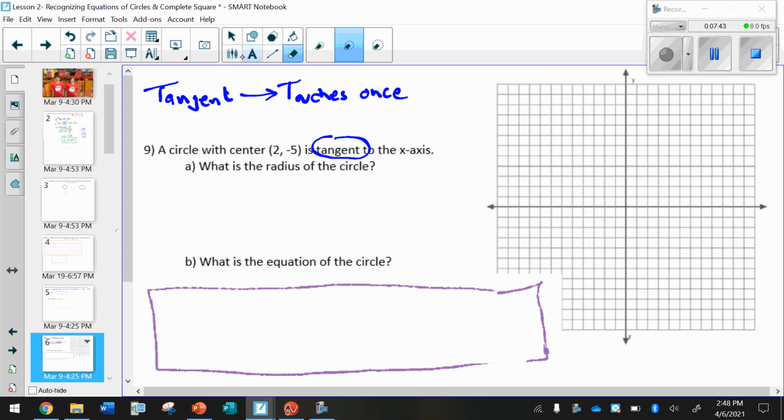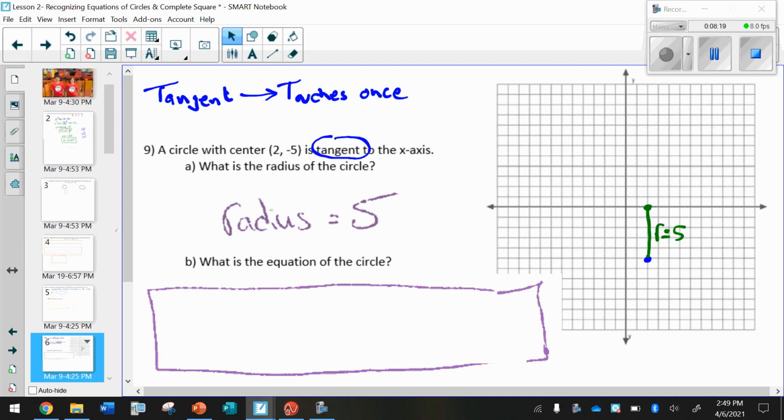So if our circle is tangent to the x-axis, that means it touches the x-axis. So if our center point is at (2, -5), and our circle is tangent or touches the x-axis, that means the radius goes from our center to the x-axis. That's our radius. And our circle would go around from there. That is a radius of 5. So our radius of the circle is going to be 5.